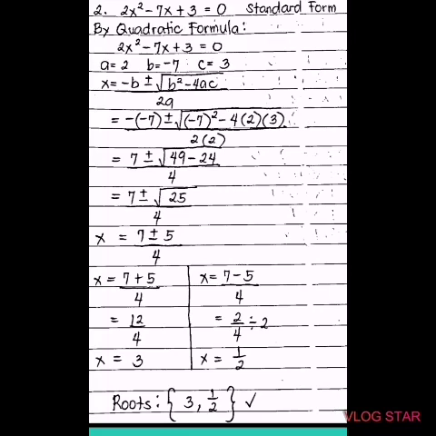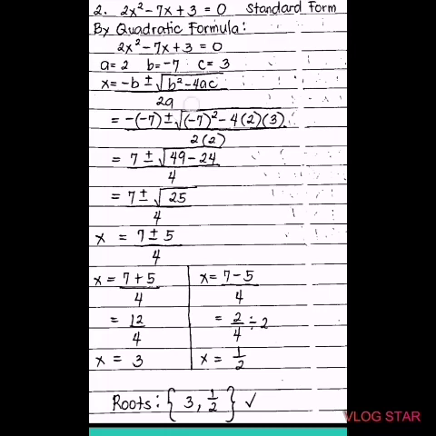So, the first step you're going to do is write the given: 2x squared minus 7x plus 3 equals 0. After writing the given, write the values of A, B, and C. The value of A is 2. The value of B is negative 7. The value of C is 3. Then, of course, you have to write the formula, which is x equals negative b, plus or minus the square root of b squared minus 4ac, all over 2a.